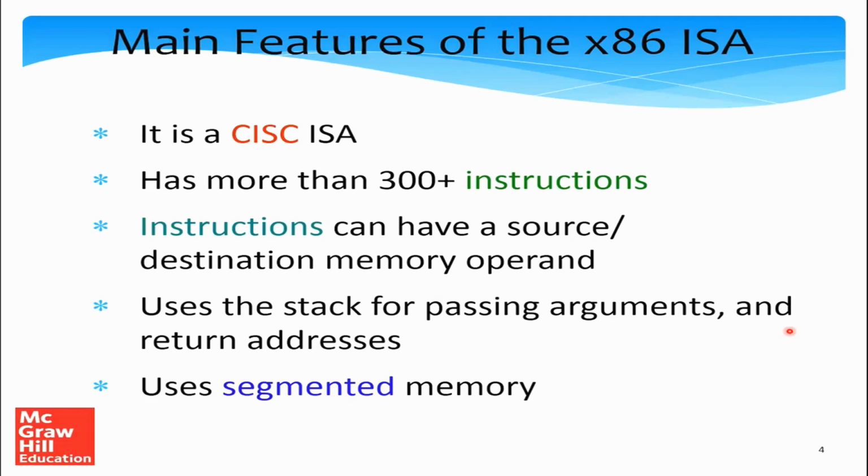And another major difference as compared to simple RISC is that it uses the stack for passing arguments and return addresses, unlike registers. So in other RISC ISAs, where there are a lot of registers, we were using the registers for passing arguments and return addresses and similar kinds of information, but this does not happen over here. And it uses a different memory model called segmented memory. So we shall look at all of these points in detail over the next few slides.